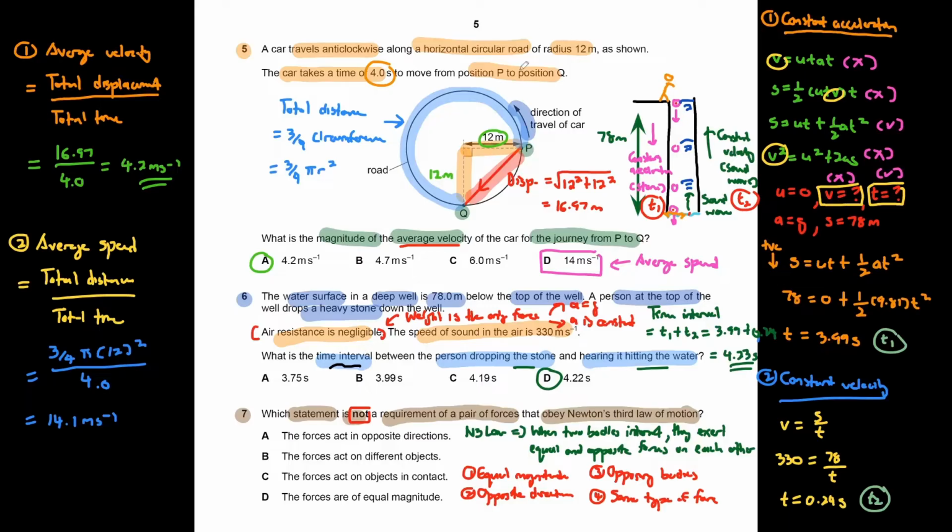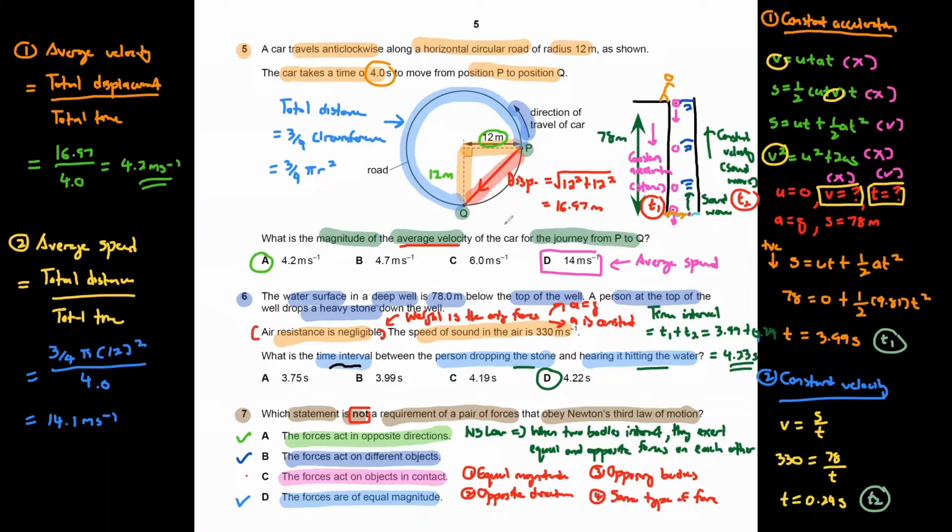So now if we look at the answer statements one by one, in A, the forces act in opposite directions. This is actually an essential requirement. And then in B, the forces act on different objects. This is also again an essential requirement. Just now I mentioned they must be acting on opposing bodies. And then if you look at answer choice D, where they say that the forces are of equal magnitude, this is again an essential requirement. So that leaves us with only answer choice C, where we say that the forces act on objects in contact. This is actually not an essential requirement for Newton's third law.